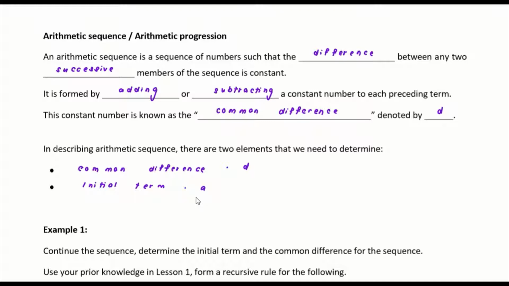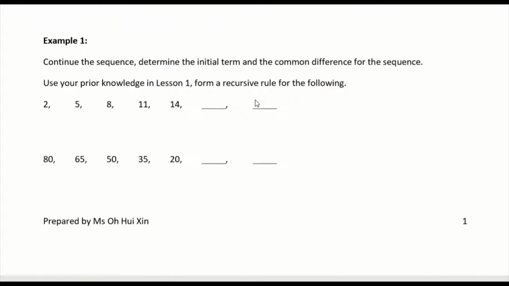Let's start with a very easy example. Example 1: continue the sequence, and determine the initial term and the common difference for the sequence. Use our prior knowledge from lesson 1 to form a recursive rule. You can find that there's a common difference between all the terms. When you use 5 minus 2, you get 3. So how do you get 5 from 2? By adding 3. How do you get 8 from 5? By adding another 3. It will be a continuous process. After 14, we can add 3 and get the next term, which is 17. Add another 3, then it's going to be 20.